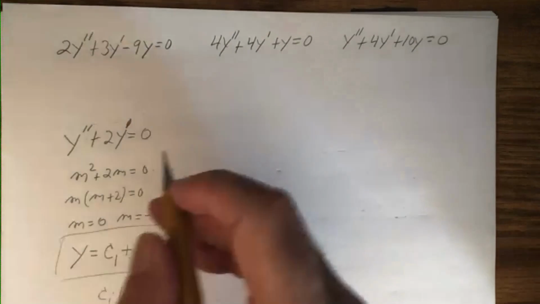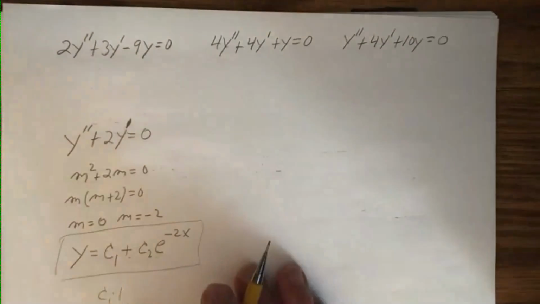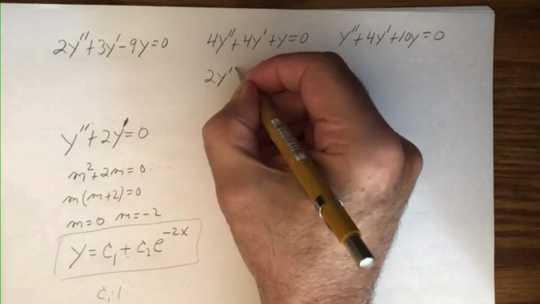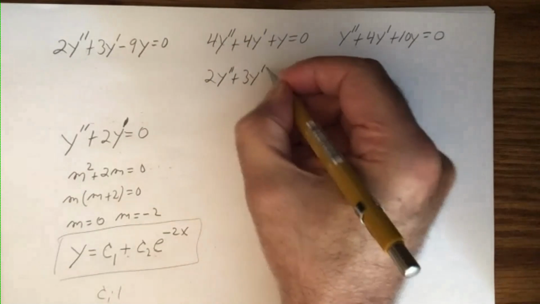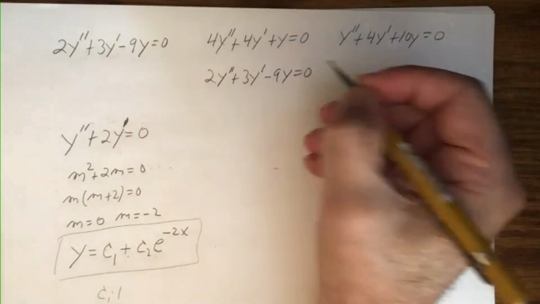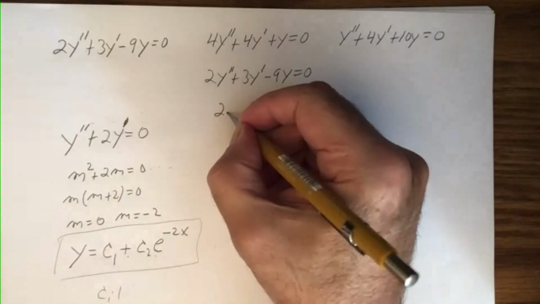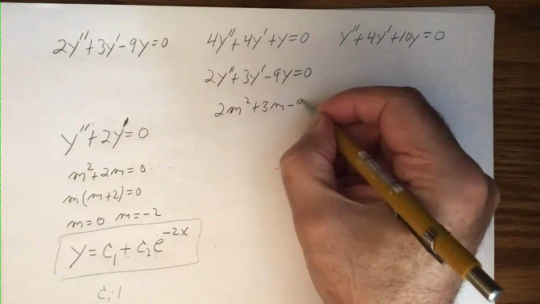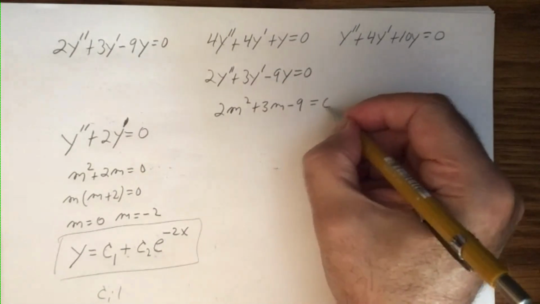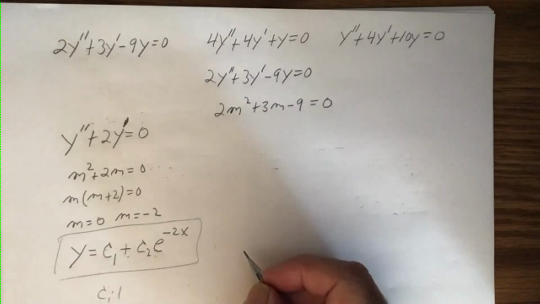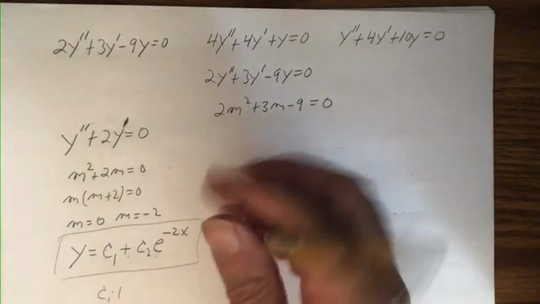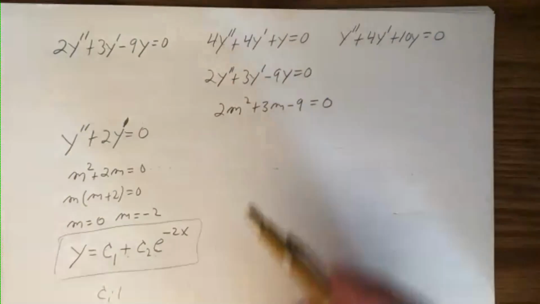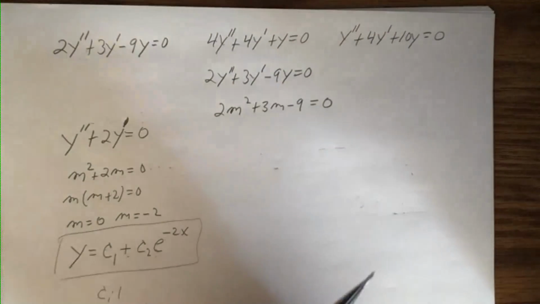Okay. So let's see. I don't have enough room to do this one here. Let me do this one down here. So immediately my auxiliary equation is, right, that's my auxiliary equation. And oh, this is a 4. Which one am I doing? I'm doing this one here. Okay. All right.